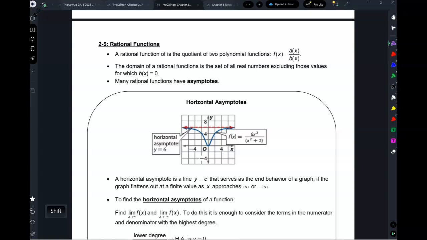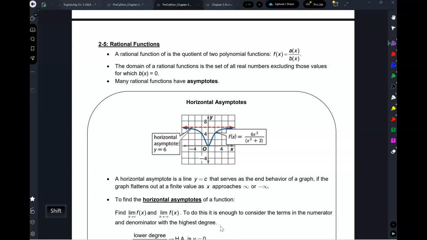Okay, so rational functions. We know what a rational function is. It's basically a function where there is a polynomial divided by another polynomial. And we also know that to find the domain of a rational function, it's all real numbers except whatever value makes the denominator 0, right? Because there are points where the denominator can be 0, so the whole function can be undefined, many rational functions will also have asymptotes. Not all of them, but many of them.